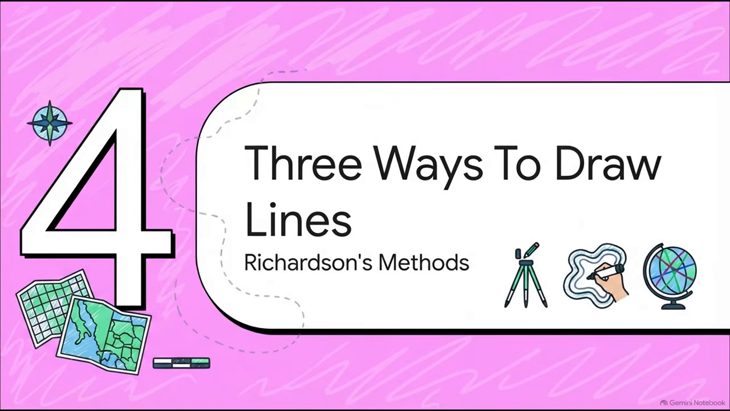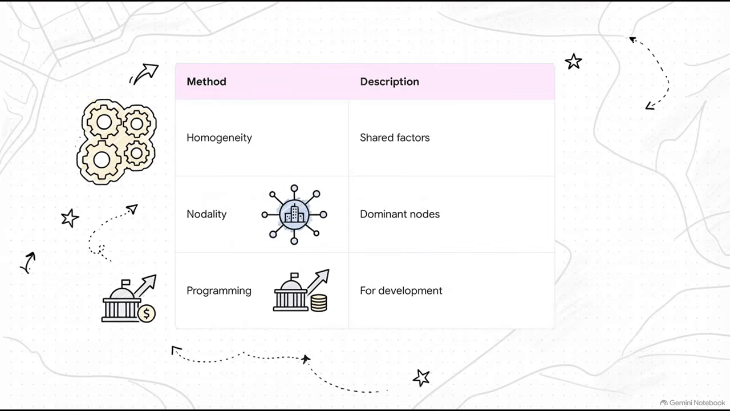Section 4, three ways to draw lines. Richardson's methodology. So, keeping all that human solidarity in mind, we need to see exactly how academics categorize these boundaries in practice. According to Richardson's 1973 framework, there are three broad methods for drawing the lines.